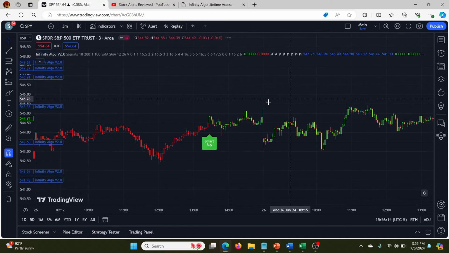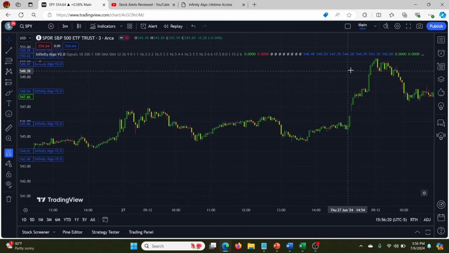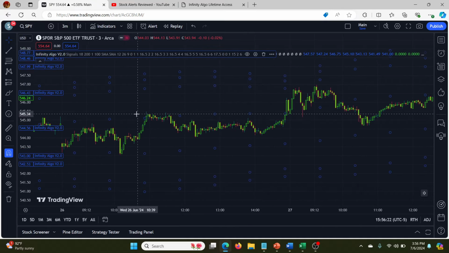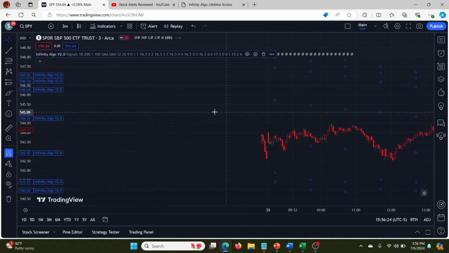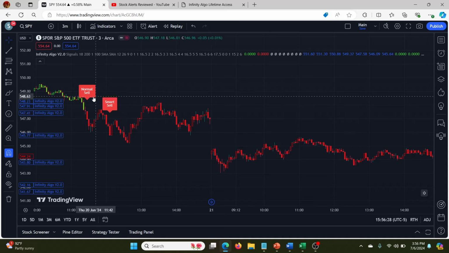You can see there's very few signals, but when they work, they really work well. So it's kind of choppy. Would have got profit from this one though. Probably up here somewhere. Just to kind of give you an idea. Smart sell all the way down here.